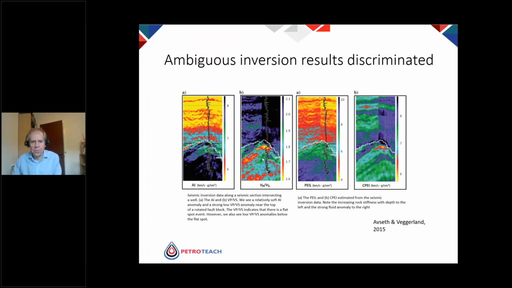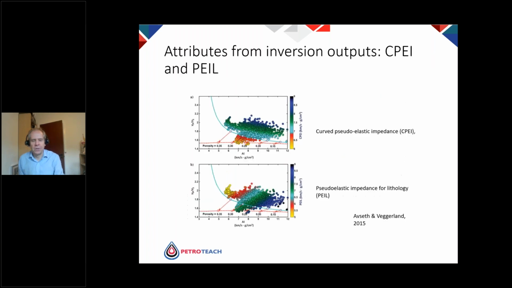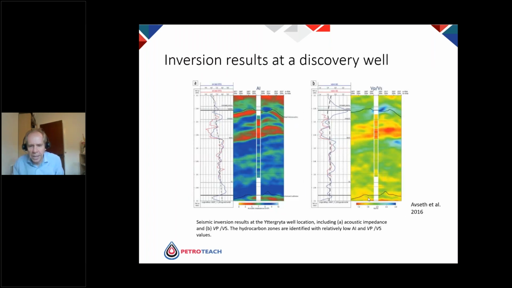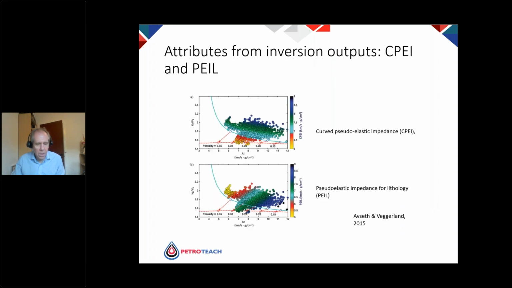So I've got to be very careful about just looking at one of these plots and going, oh yeah, look at that, that's really interesting. It's a low VPVS, that's where we're going to drill. I need to be a little bit more careful, and that's the kind of thing we'll talk about in this course.